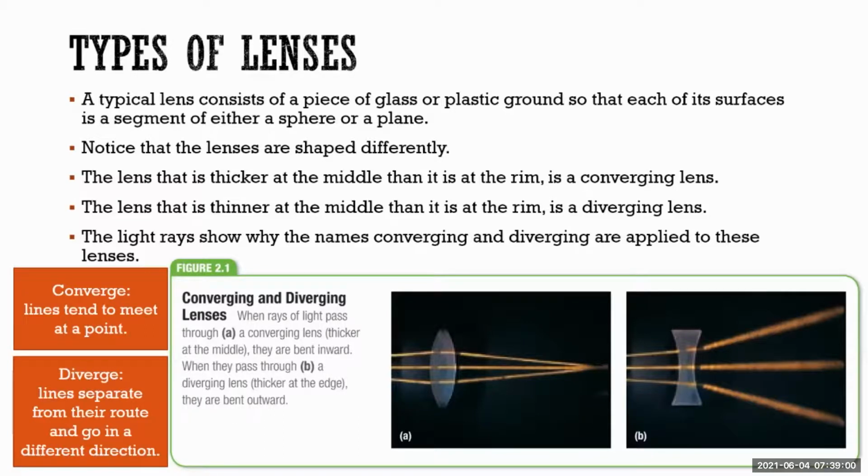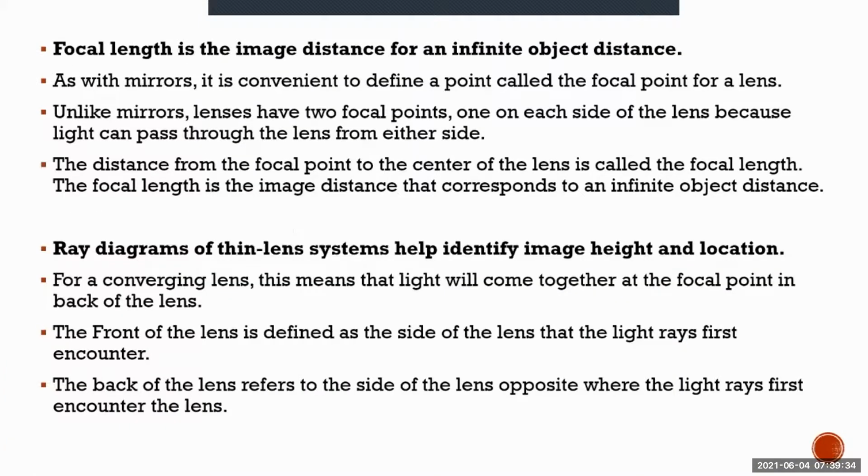So, characteristic of a converging lens is that the lines tend to meet at a point. In the diverging lens, lines separate from their root and go in a different direction. That is the main difference between them. So the lens that is thicker in the middle, the one that looks like an almond, is a convergent lens, and the one that is thinner in the middle, with thicker edges, is called a divergent lens. And the light rays show why the names convergent and divergent are applied to these kinds of lenses. The focal length is the image distance for an infinite object distance.